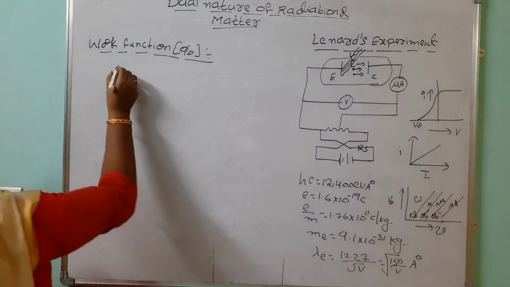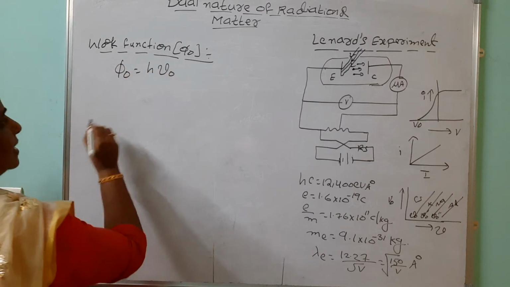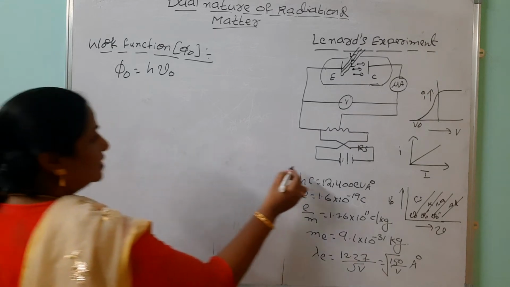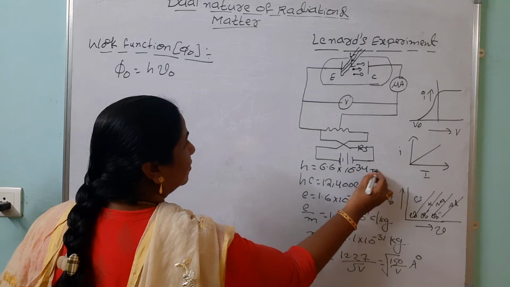And look here, the work function formula is h nu naught. h is Planck's constant. That Planck's constant is how much? 6.6 into 10 to the power of minus 34 joule second.